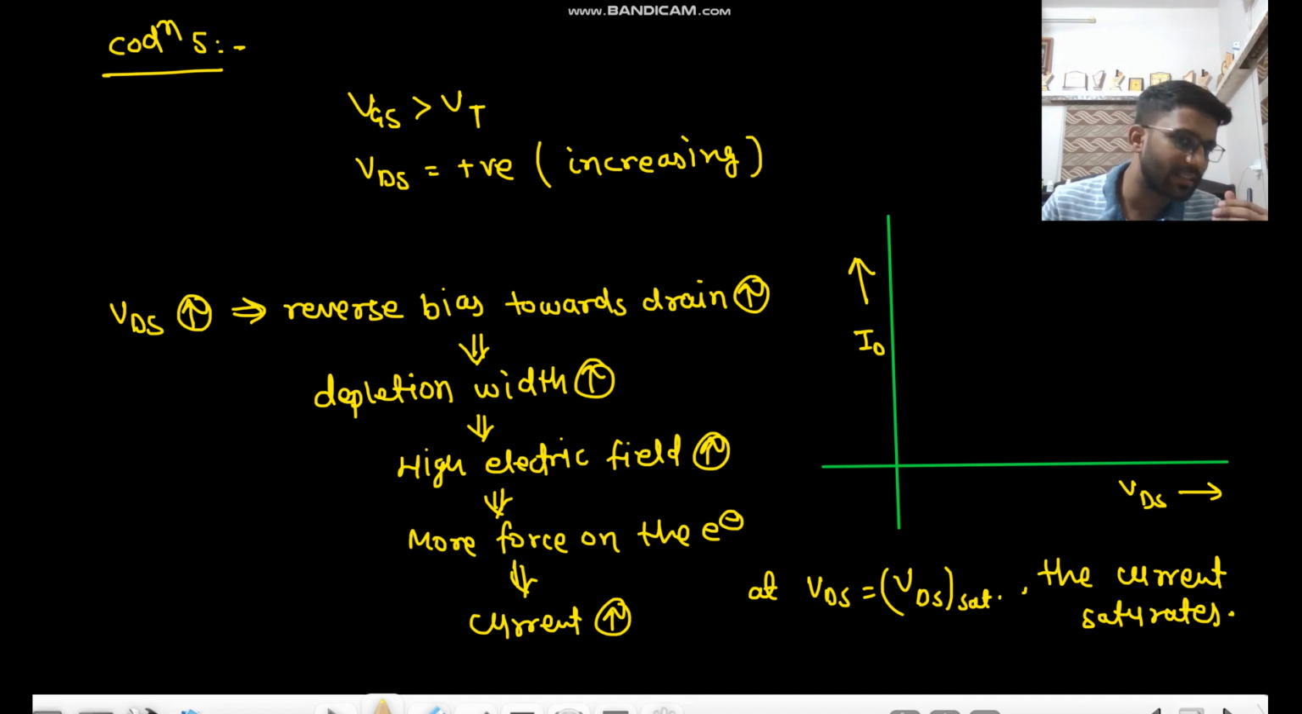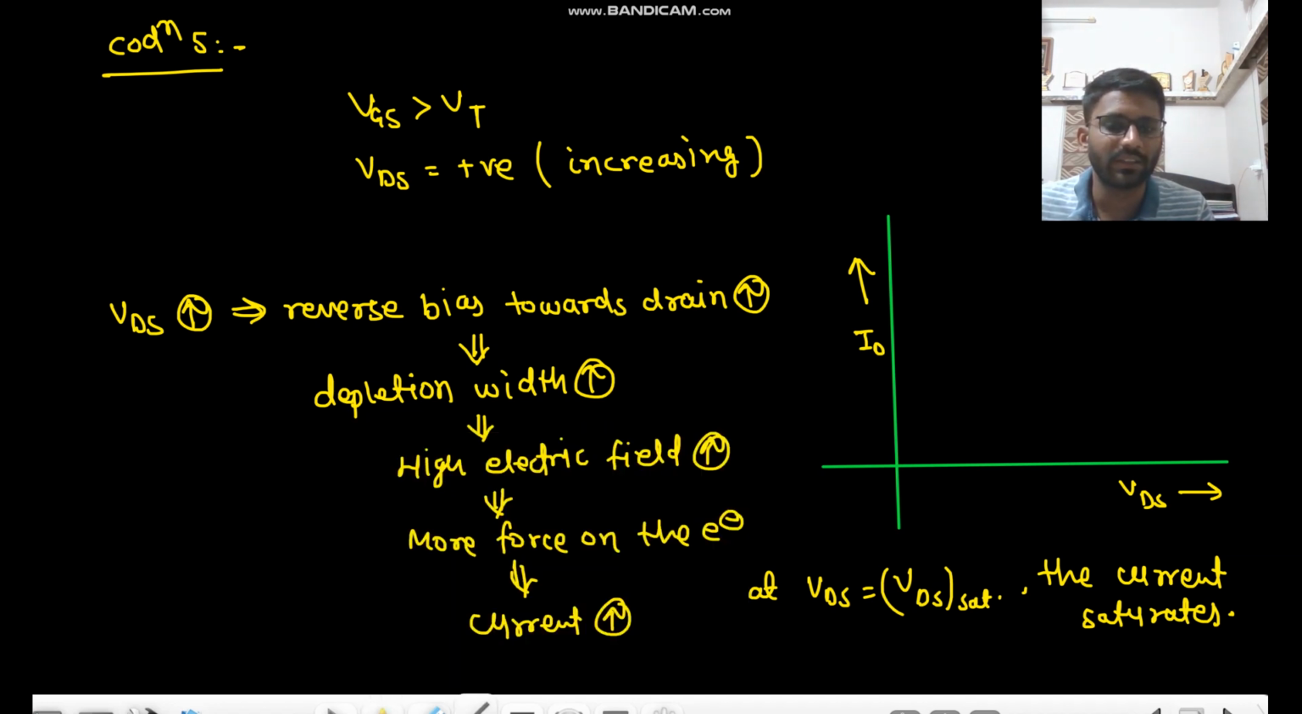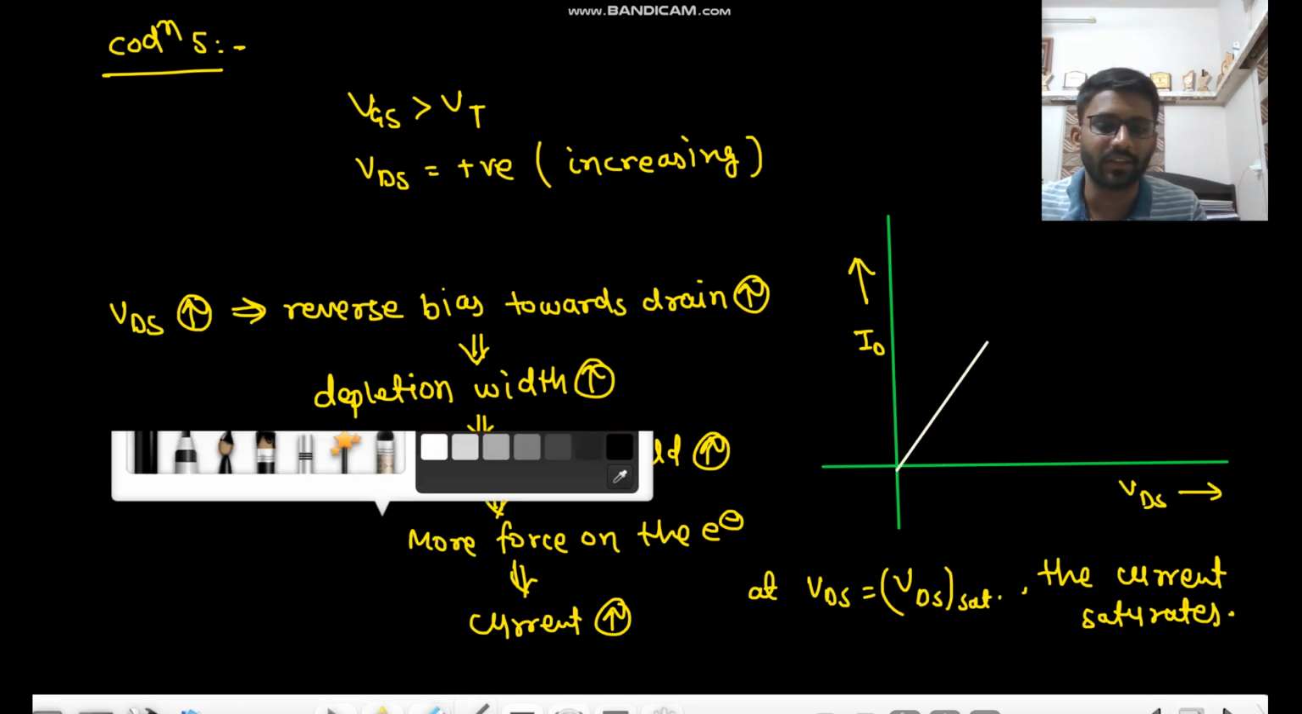In practice there is some slight increase in current. Why so? Because of the high electric field. You can already understand this concept, we will see that, but for now just see that the current is saturating. Okay, but this is not the complete concept. After that you will see that the current increases a bit.